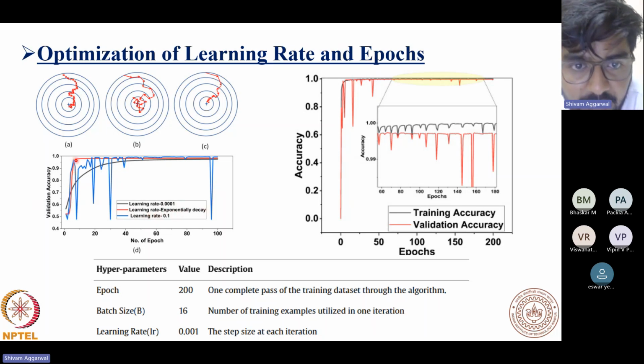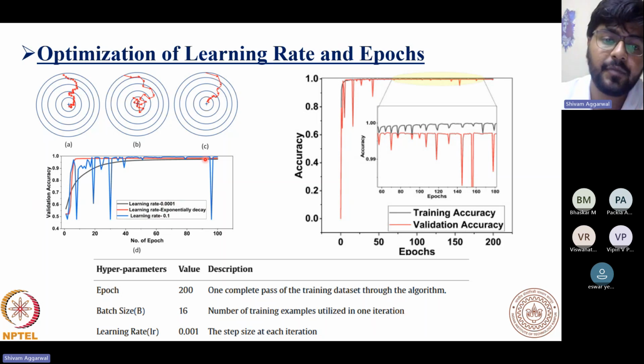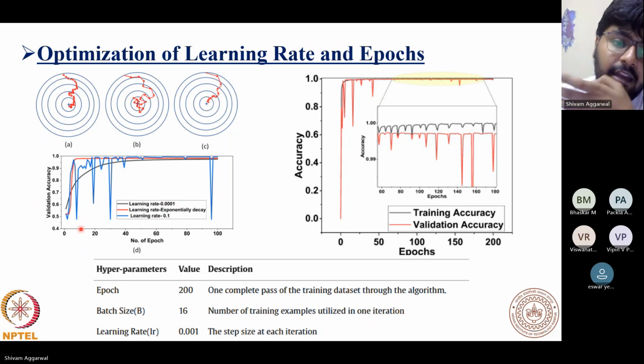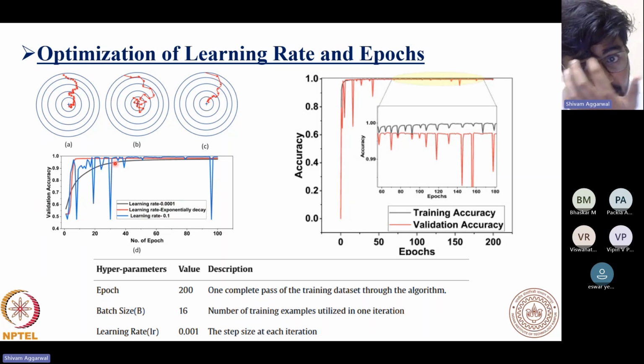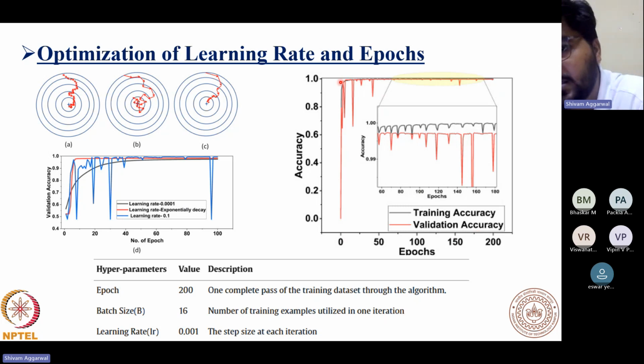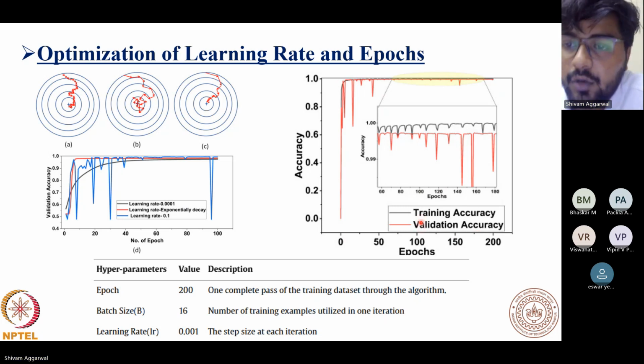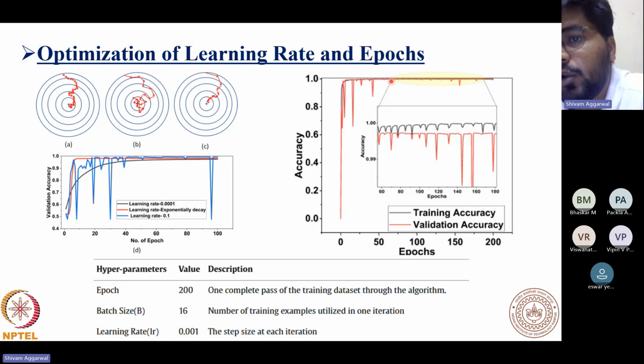If you see here, this is a red line. It gets good validation accuracy, and there is no noise, and it learns in a very few number of epochs while getting high accuracy. So they optimized this, and they also optimized the epochs. Here you can see as the number of epochs increased, the accuracy increased. But after a particular number of epochs, there is no significant change in the accuracy.